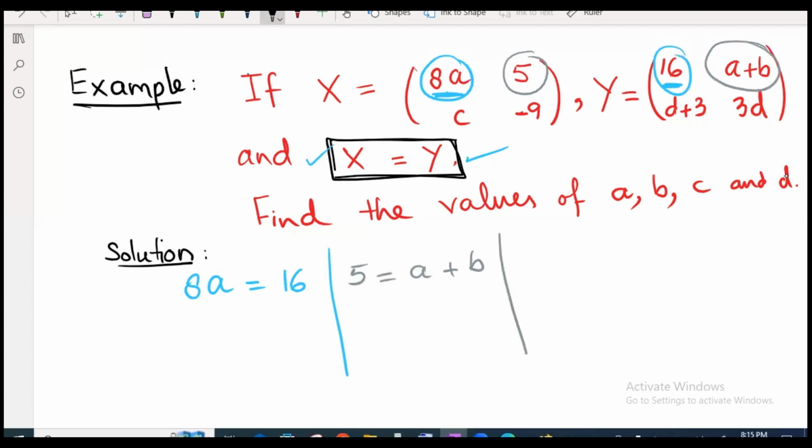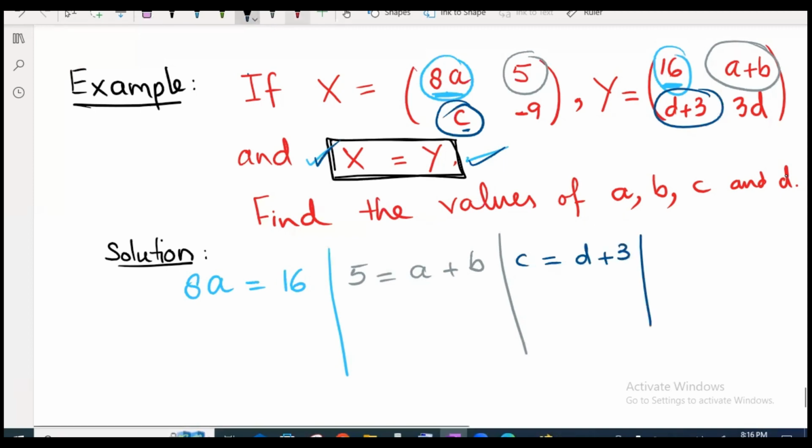And the element of c equal to what? d plus 3. Right. We will see the corresponding element because x and y are equal here, right? So, writing c equals d plus 3. Then the last part is minus 9 equals 3d. Am I right? So, with the definition of equal matrices, we can find the values of unknowns a, b, c, and d. Got it?